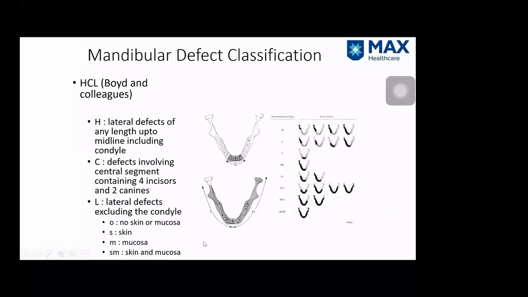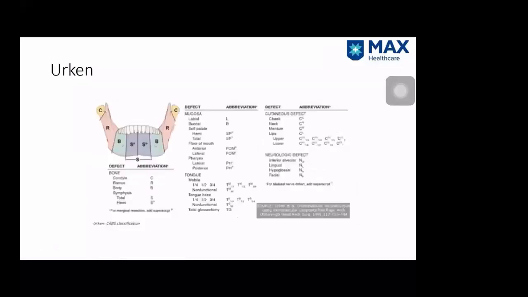Along with that, for soft tissue involvement, there were some other nomenclatures which were added. O is no skin or mucosa. S is skin involvement. M is mucosa. SM is skin and mucosa, both are being removed. The next known classification is by Urken. This was given in '91. So he gave nomenclature of CRBS. C is, of course, the condyle. R is the rami. B is the body. S is the symphysis. So depending on how much we are removing, we may call it CR or CRB and so on.